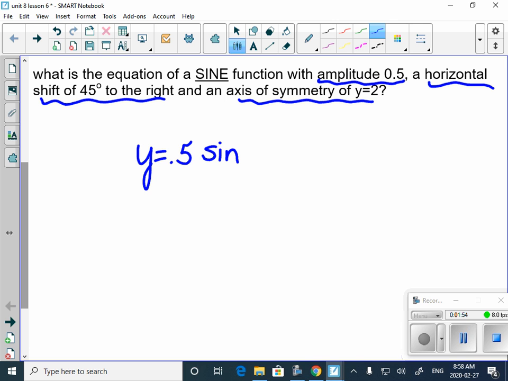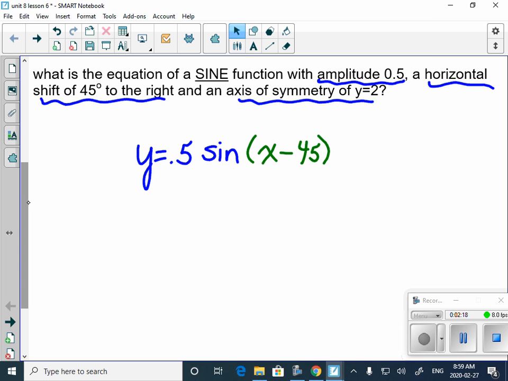The second thing that I see is a horizontal shift. If we have horizontal, that is inside the function. And this one is 45 to the right. So it is x subtract 45. Counterintuitive. So then the last thing that it says is an axis of symmetry of y equals 2. That means the entire function has been moved up 2 so that the midline is at 2 instead of at 0. So that is a vertical translation of 2 up.